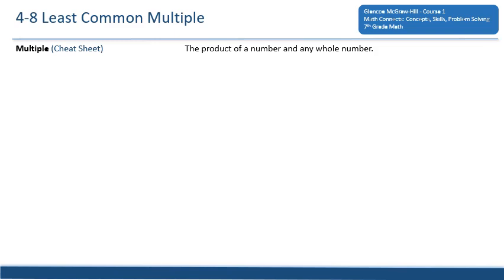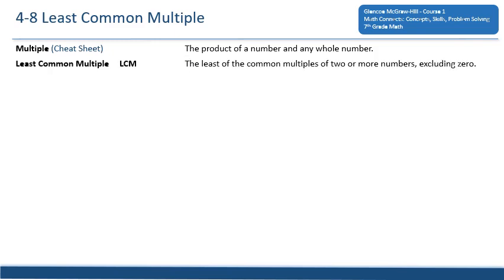Multiple: the product of a number and any whole number. Least common multiple, or LCM: the least of the common multiples of 2 or more numbers, excluding 0. Examples: find the LCM, least common multiple.